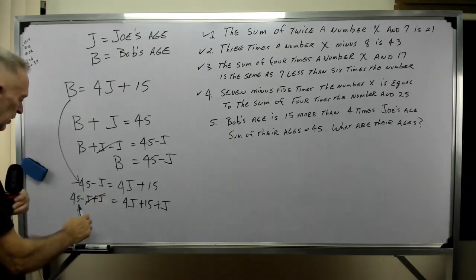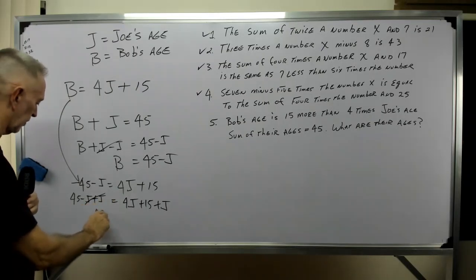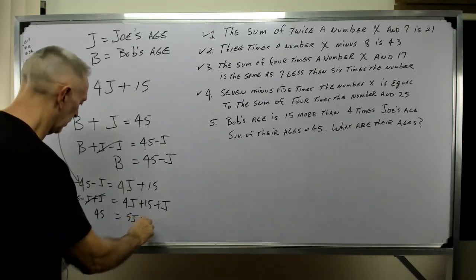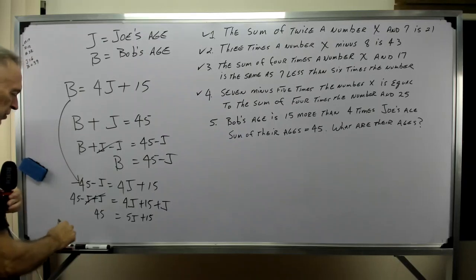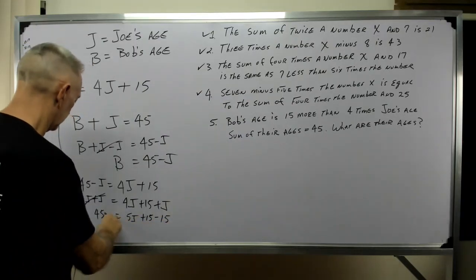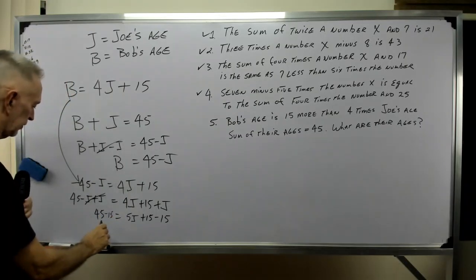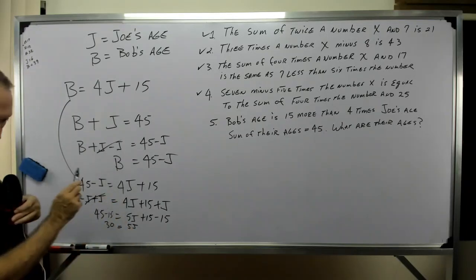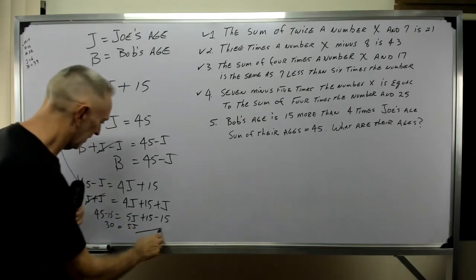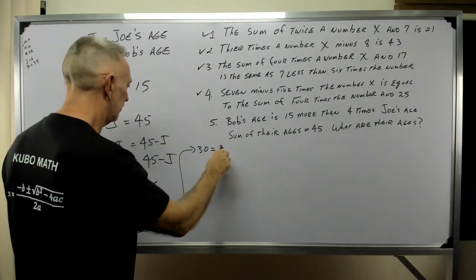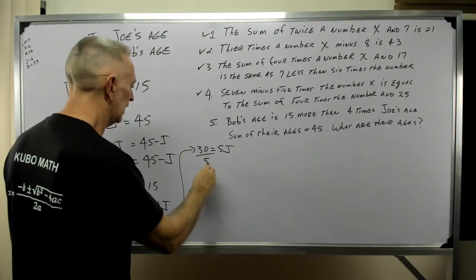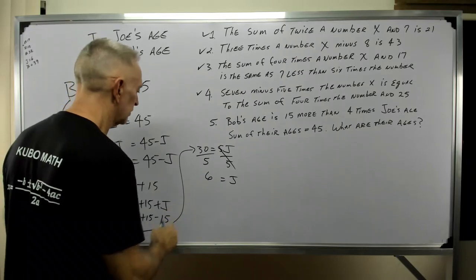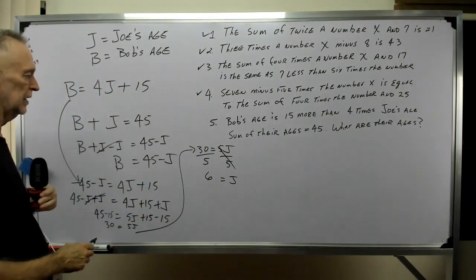All right, minus J plus J, these cancel, left us with 45 equals 4J plus J, that's 5J, plus 15. Now we've got to subtract 15 from both sides. 45 minus 15 is 30, and that equals 5J. Can you still see that? We're getting right down to the bottom here. All right, so 30 equals 5J. Divide both sides by 5. J equals 6. 30 divided by 5. Okay, so Joe equals 6.